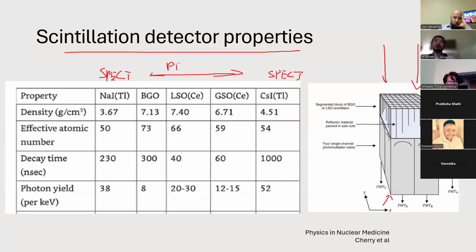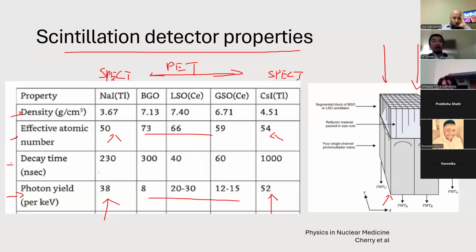First of all, the difference is that if you look at the density or the atomic number, these three are much higher than these two, right? The reason is that for PET, you're imaging at 511 keV, so your energy is higher. You need to be able to detect the photon, so you need something more attenuating. The other thing I want to highlight is the photon yield. SPECT has a higher photon yield than the PET detector. It means that the energy resolution is better in SPECT than in PET.